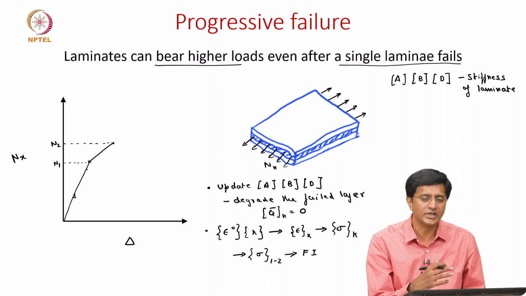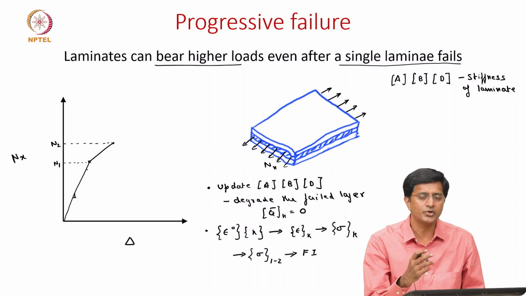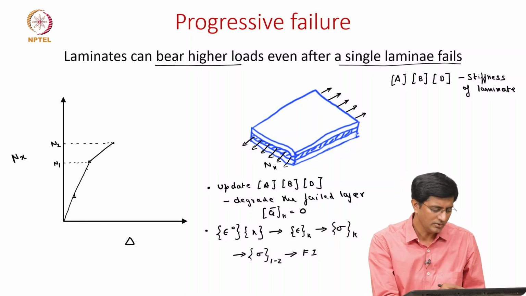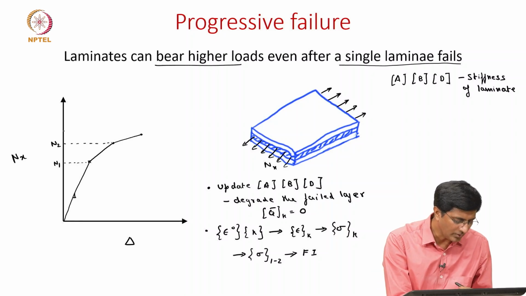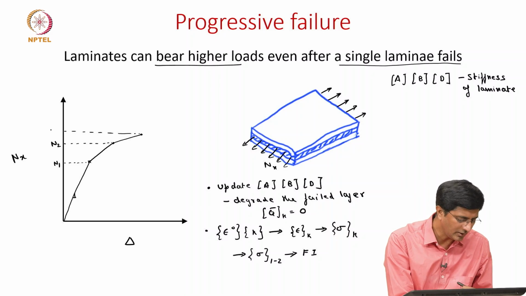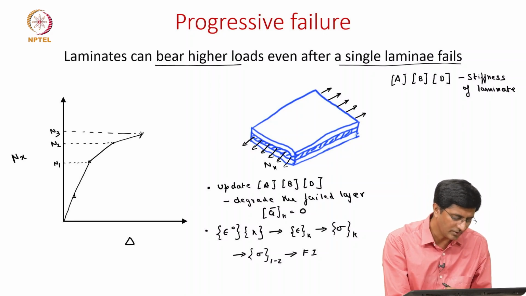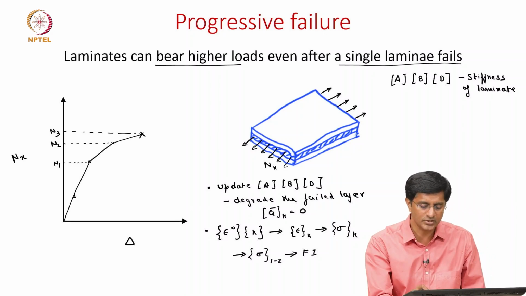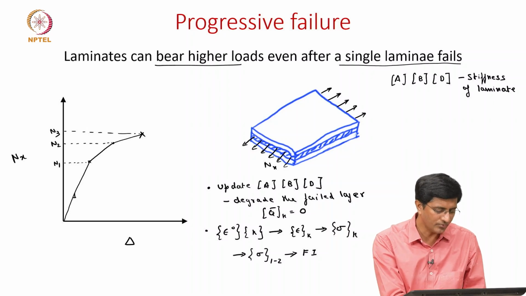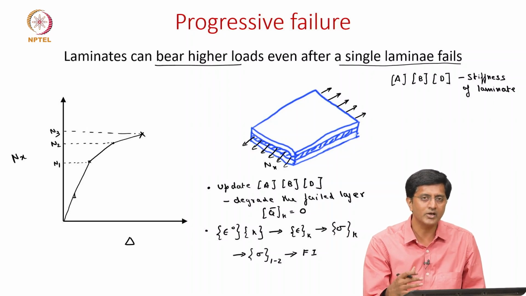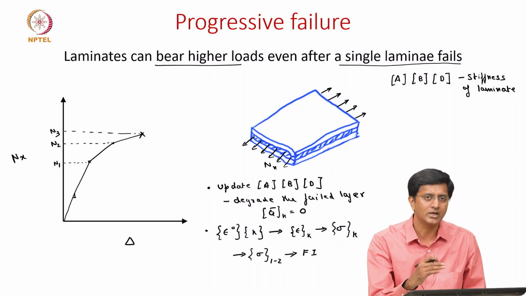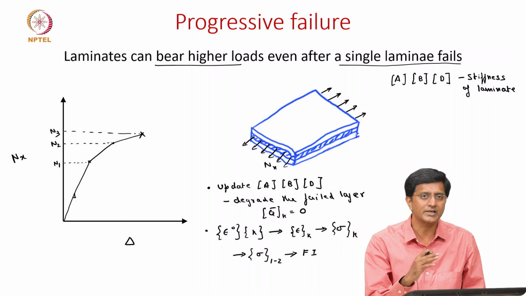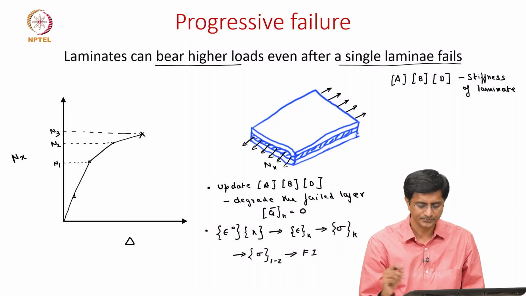But even after the second ply, the load is redistributed to the remaining lamina, and then again the stiffness is further reduced. So maybe this is the load at which the third layer fails, or there is complete failure in this laminate. Since we have discussed only 3 layers, we start with N3. But let's say if there are 5 layers or 10 layers, one can continue this process until the last layer, and that's when the catastrophic failure occurs.